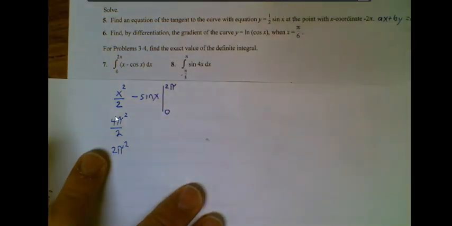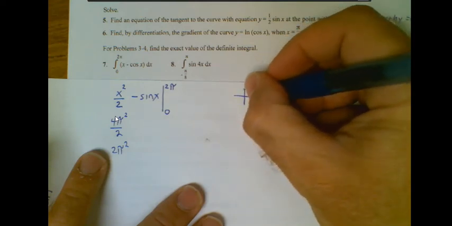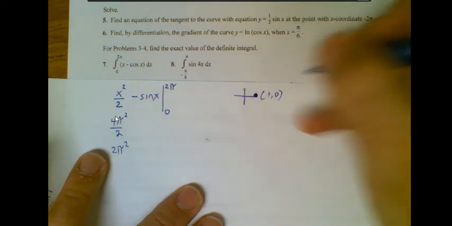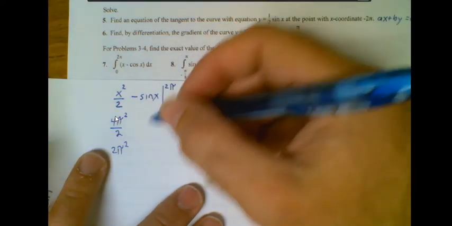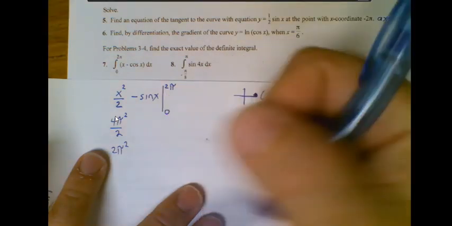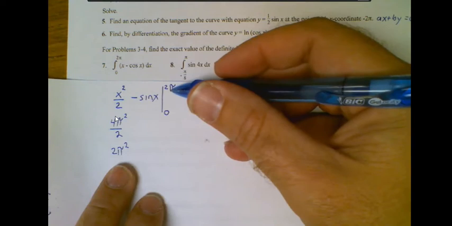If I plugged in my 2 pi right here, so the sine of 2 pi, remember as we talked about earlier, 2 pi puts you at this value right here, which is 1, 0. So the sine is the y-coordinate, which is 0. So minus 0 is just that value. So 2 pi squared is the result from plugging in him.